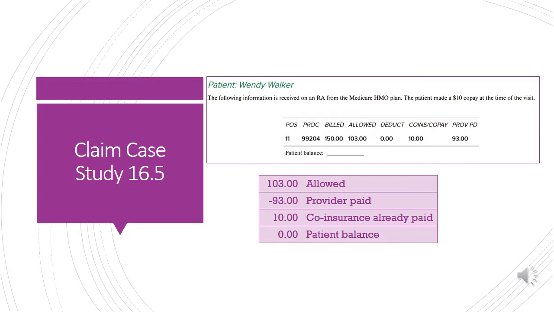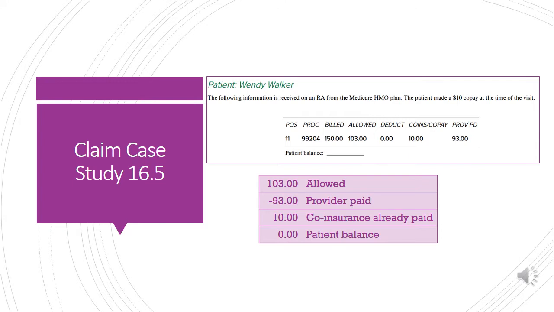To quickly explain the RA, POS is the place of service, and we have learned about place of service codes in this class. Code 11 means the patient was seen at an outpatient clinic. Next, we have the procedure code, the CPT code 99204, which is an office visit. The amount billed for the visit was $150.